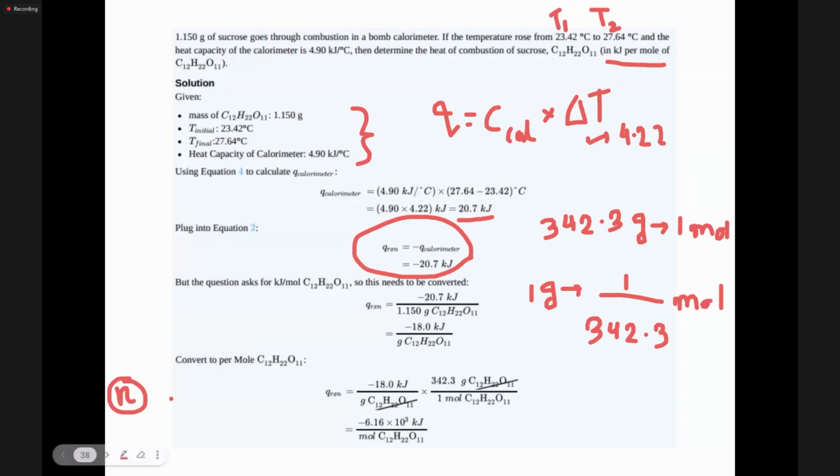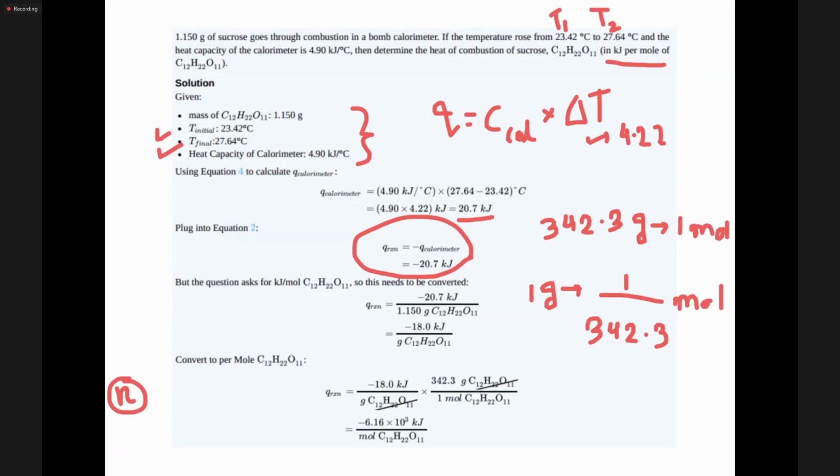that is 342.3. After calculating the number of moles, you have the given equations T1 and T2, because you have to calculate the delta T. Delta T over here was 4.22 degrees Celsius. From there we calculated Q calorimeter as 20.7 kilojoule.